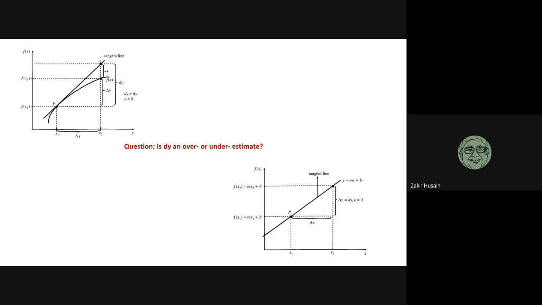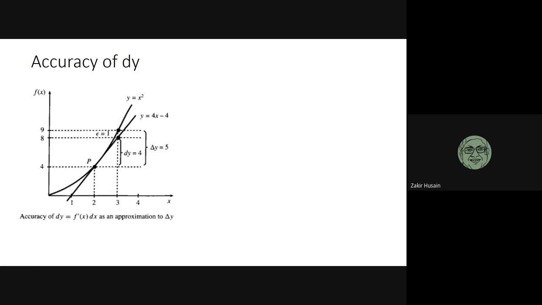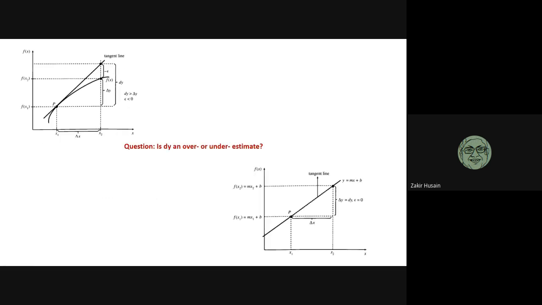And in this case, it's an overestimate. This is the true value of del y, but dy is giving me a higher estimate of this amount. So we can see that except in the case where the function is linear, dy dx is not the proper estimate. It is either an overestimate or an underestimate.